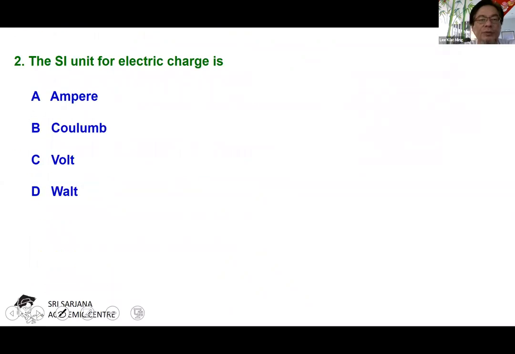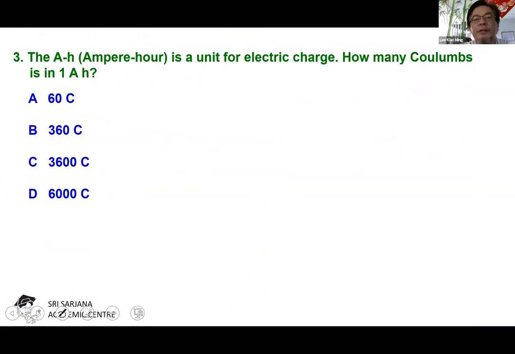We know charge will be in coulomb. Remember that? Then we move to the next one. How many coulomb is there in 1 ampere hour? Remember the formula is going to be Q = IT, and this formula comes from current, remember? Current equals Q over T. So when I cross multiply, you're going to get Q = IT. Agree?